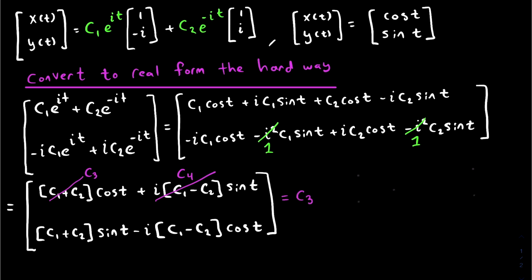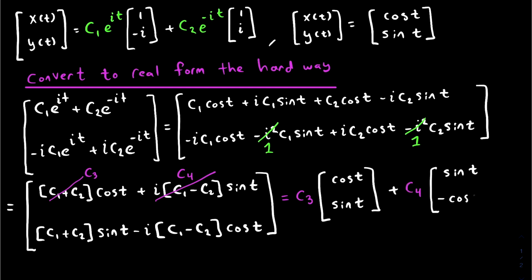We end up finding that the general solution can be written as some c3 (cosine t, sine t) plus c4 (sine t, negative cosine t). And you can see how our original solution now fits into this story.